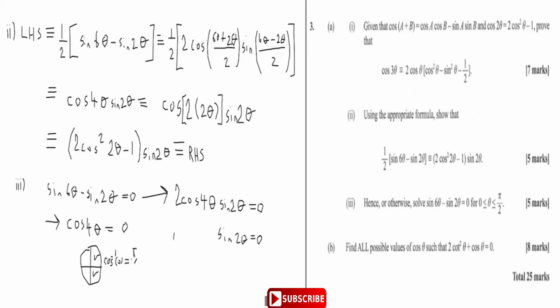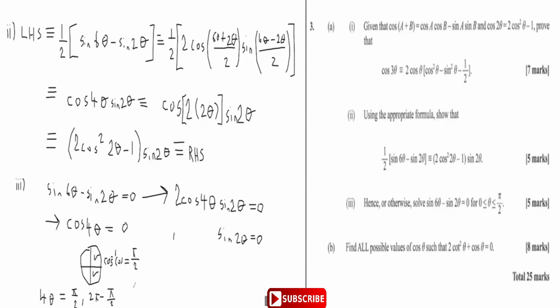So what does that mean? That means that 4 theta is equal to pi by 2, or 4 theta is equal to, in this quadrant, 2 pi minus pi by 2. So those are the solutions that we're getting for theta right here.